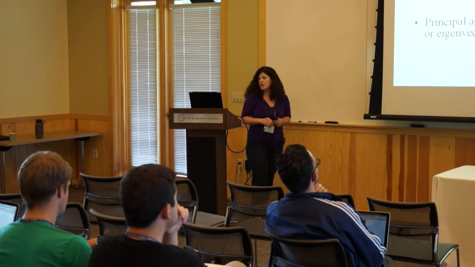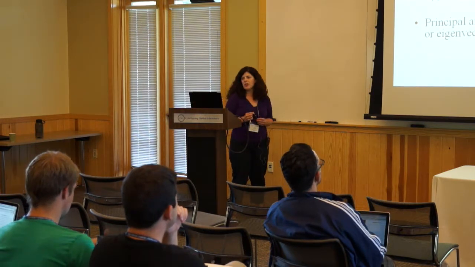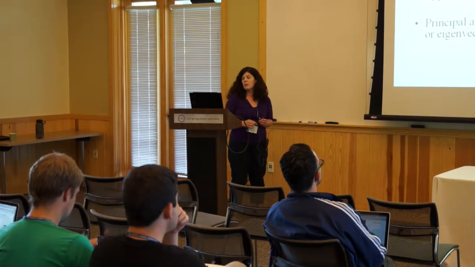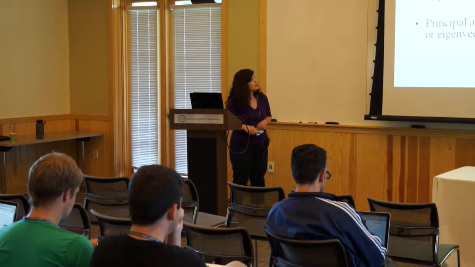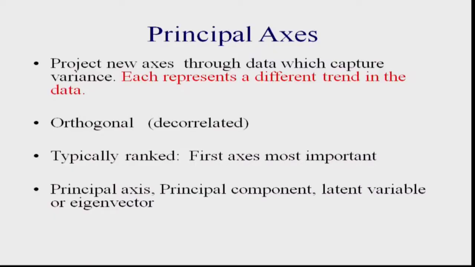Okay, so you're projecting axes through the data which capture the variance. Each represents a different trend in the data. They're orthogonal or decorrelated. They're ranked, so the first axis is most important. And these axes tend to go by lots and lots of different names, depending on which nomenclature you use: principal axes, principal component analysis, latent variable analysis, factor analysis, eigenvector analysis.